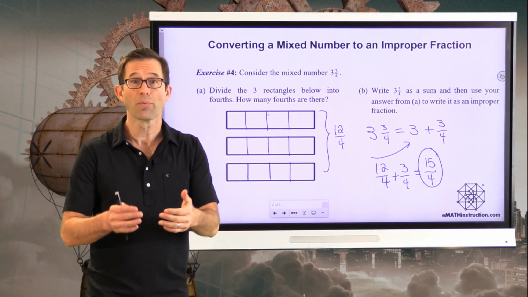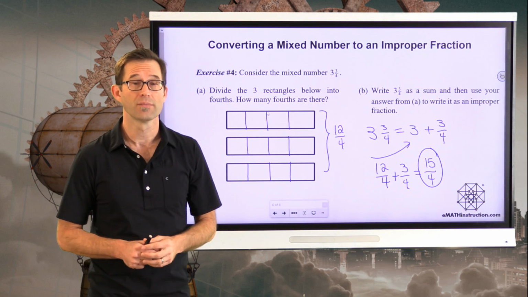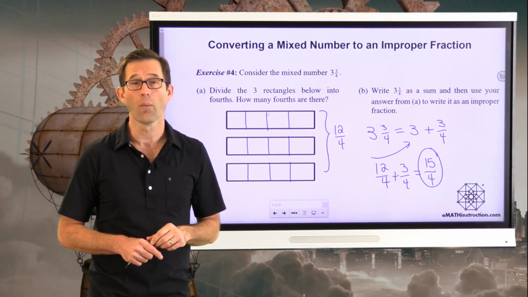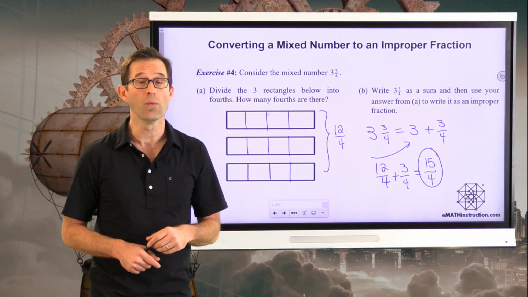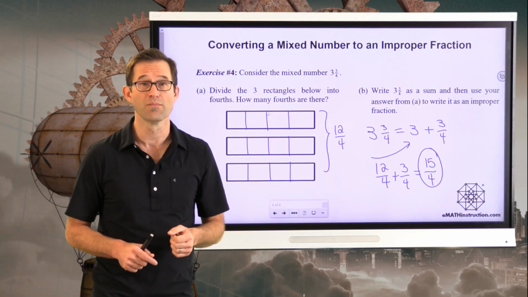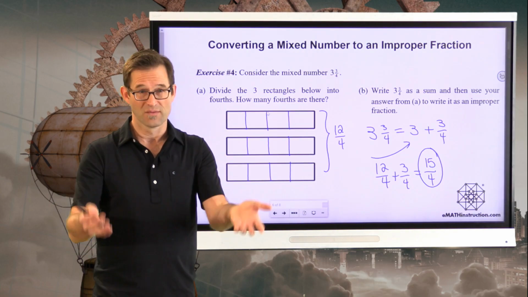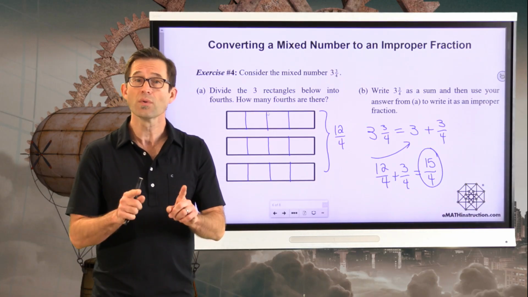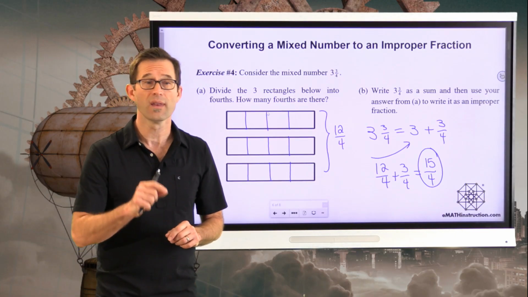So the number 3 represents 12/4 because each 1 unit is 4/4. If I had the number 3 and I wanted it to be in terms of sevenths, it would be 21/7 because there would be 7/7 in each one of those ones. So let's get a little bit more work on this in the next exercise.